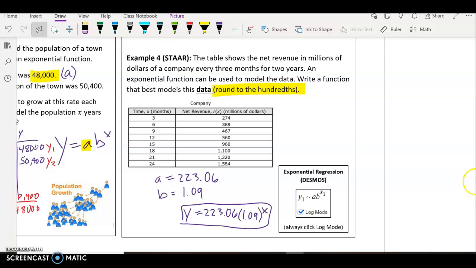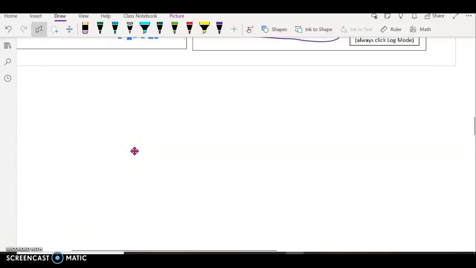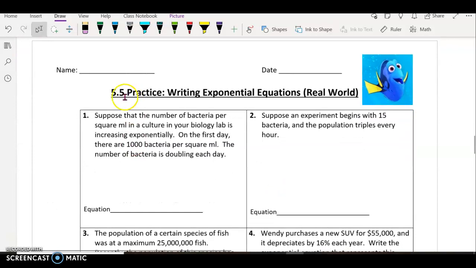So remember, anytime you're given a table, you can put it in, and you do have the directions right here on how to type it in to the Desmos graphing calculator. So take some time now to work on the 5.5 practice. I am sorry, it should say 5.5 like mine does here, but the copy you received probably says 5.6. There was a typo. Sorry about that. But this is the practice you need to work on. You'll know because Dory is over here in the corner.